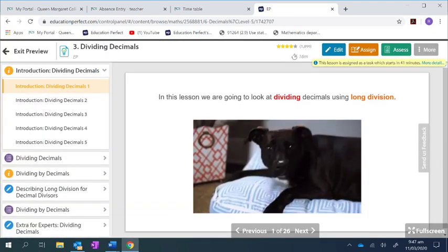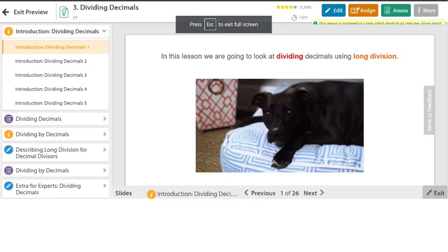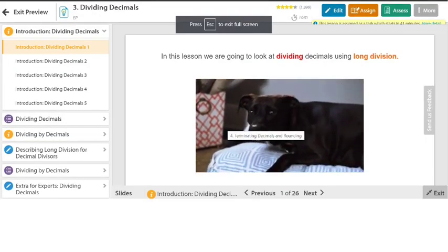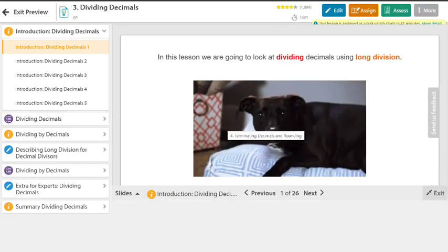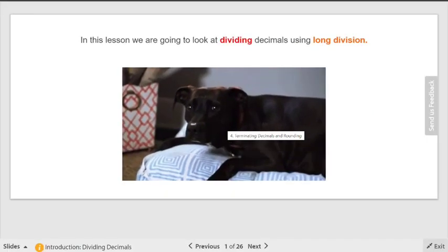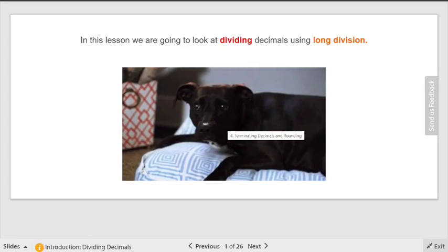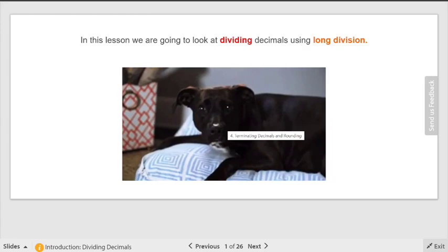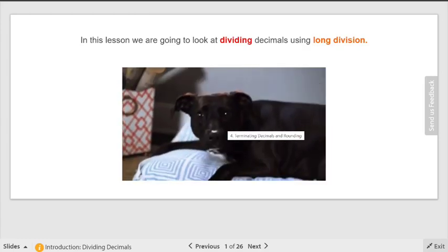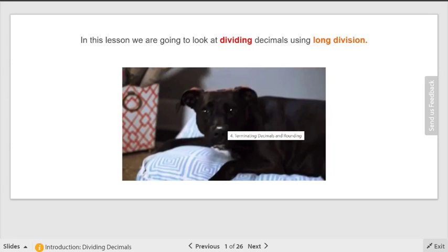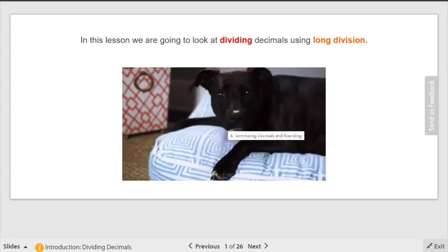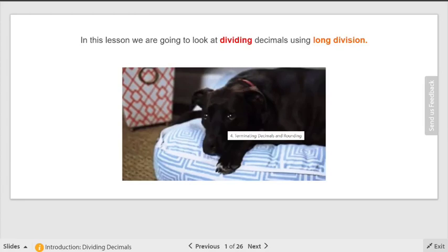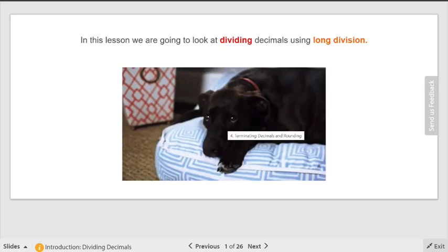Okay. So in this lesson, we're going to look at dividing decimals using long division. You could carry this out if you wanted to. You could go back to this lesson of dividing decimals on your own. You know that you can go to any content in Education Perfect by simply going to math, then number, and then picking the topic. So if you want to move forward and look at how to divide decimals by decimals, which is something that you'll learn next year anyway, then you're more than welcome to. But for this level, what we do is divide decimals by whole numbers.